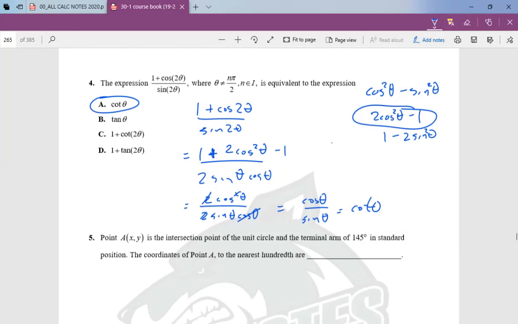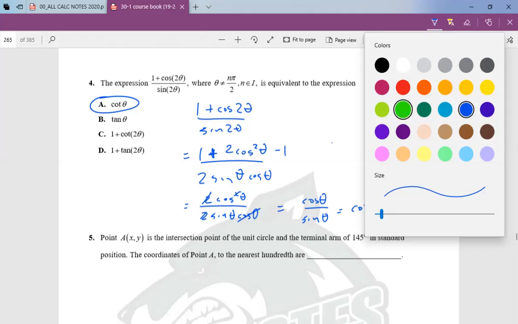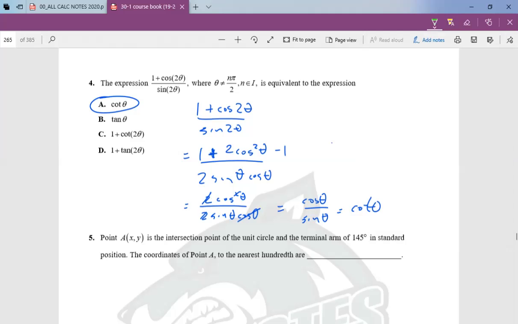Now, would it have been different if I had chosen one of the different manifestations of the cosine double angle? If I had chosen to use 1 minus 2 sine squared theta or something else? Well, let's just check that out. Let's see what would happen here. If I used, let's do this in a different color so it stands out, this was going to be 1 plus 1 minus 2 sine squared theta. If I used that instead for cos 2 theta, this is still over 2 sine theta cos theta.